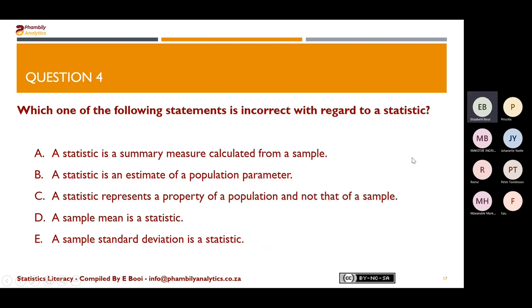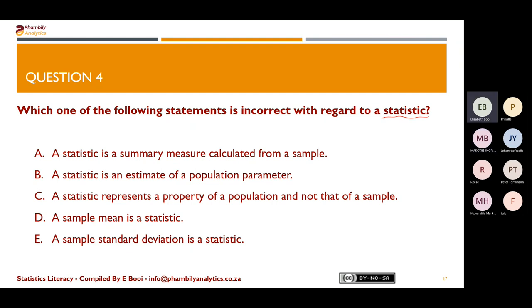Okay, so next question. Which one of the following statements is incorrect with regards to a statistic? Remember, what is a statistic? We have a big population that comes with the measures that are called parameters. We have a sample, which is a subset of a population, which has the measures. So which one? A, B, C, D, or E.